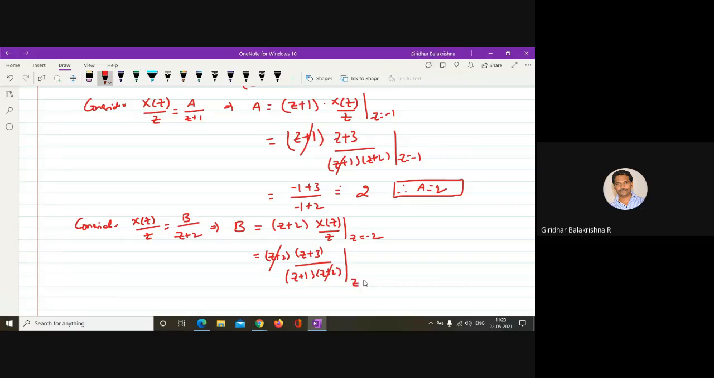At z equal to minus 2, substitute z equal to minus 2 in the remaining expression. Minus 2 plus 3 by minus 2 plus 1. How much? 1 by minus 1 gives minus 1. Therefore, the value of b is minus 1. Is this clear to all of you?